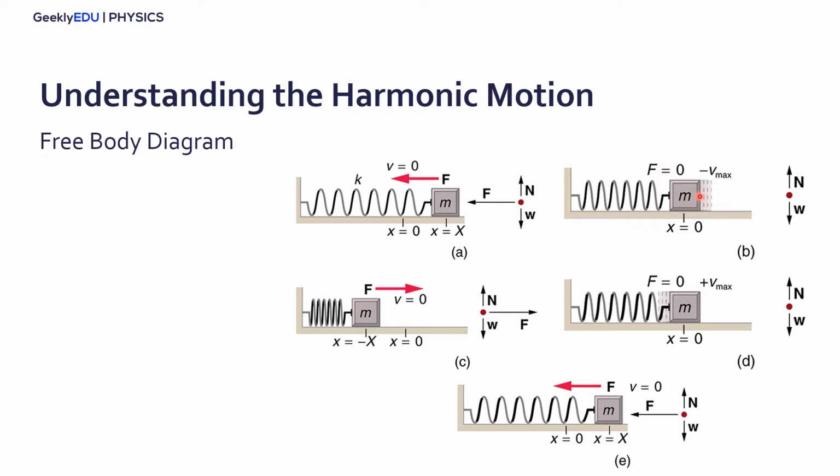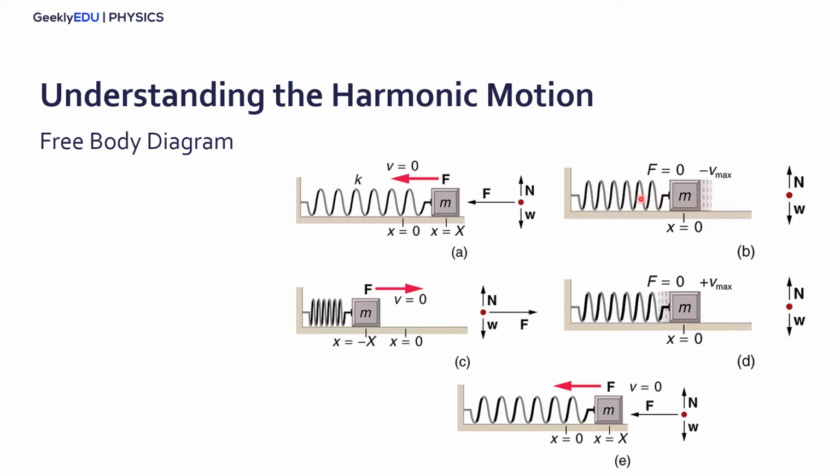Let's imagine the block reaches its natural position, x equals 0. The force now is 0, because we achieved the maximum velocity. We have this negative sign here because of our reference. The block now achieves its maximum velocity, the net force is 0, and the position here is x equals 0.